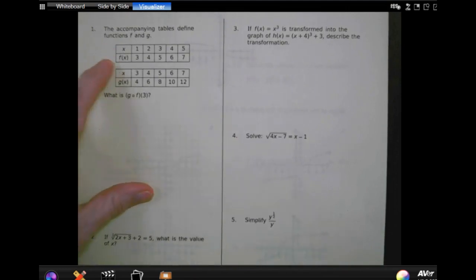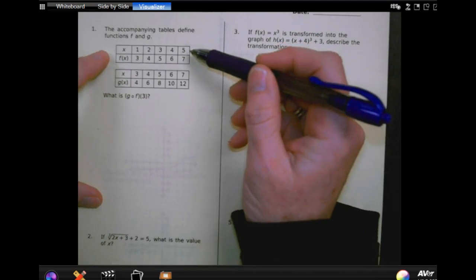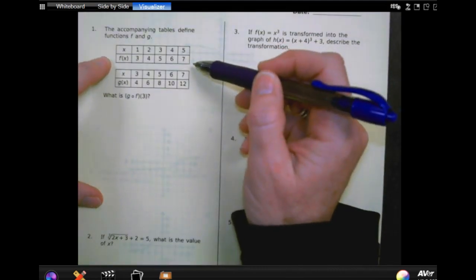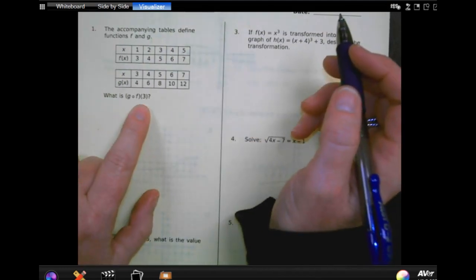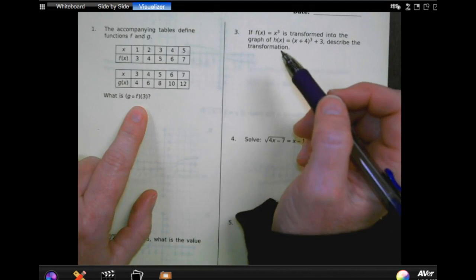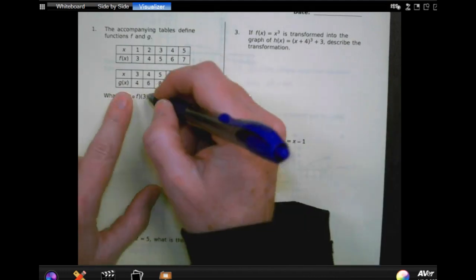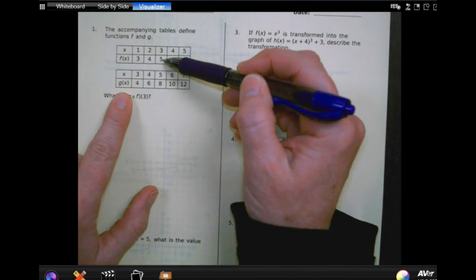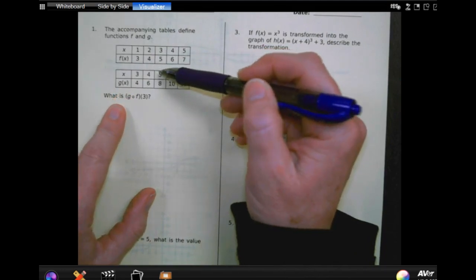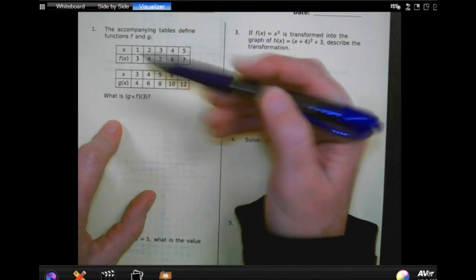Okay. So the first one, the accompanying tables define the functions f and g. First of all, the top is your x, and the bottom says f of x, so f of x is your y. So it says, what is g of f of 3? So where do I have to start? F. So f of 3 is 5. So then I go to g. G of 5 is 8.